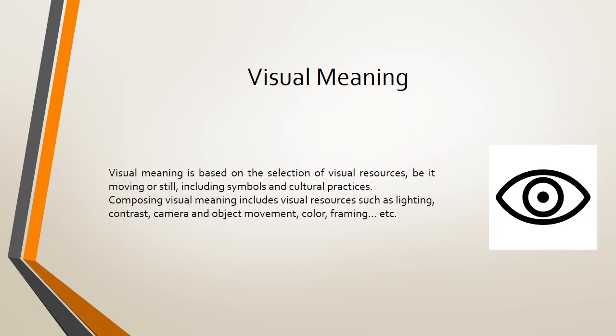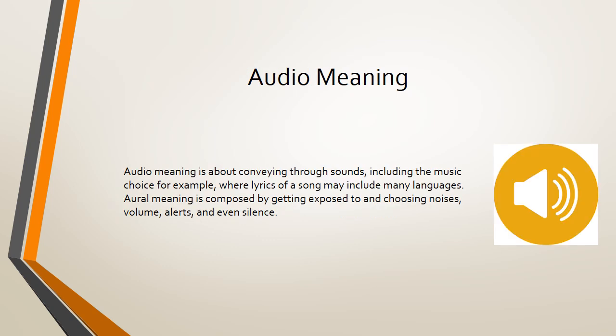The visual meaning, on the other hand, we use it to add value and illustration to our message, and it makes it easier to understand. People are more susceptible to remember what they see over what they read. Visual meaning is based on the selection of visual resources, be it moving or still, including symbols and cultural practices. Composing visual meaning includes these visual resources, such as lighting, contrast, camera, and object movement, color, framing, such as the video that we have just watched.